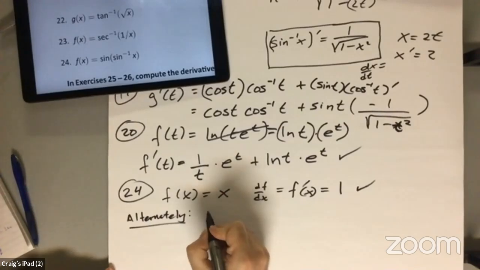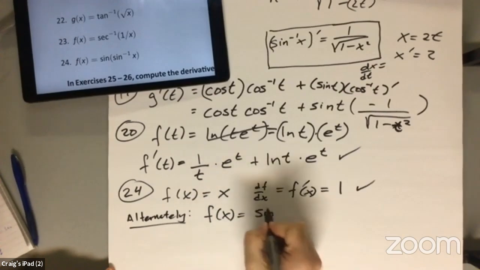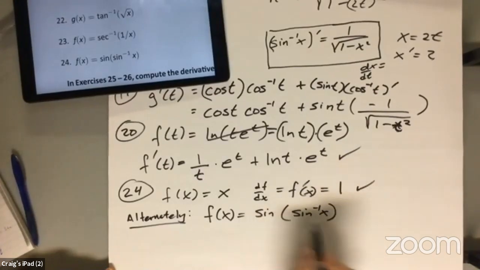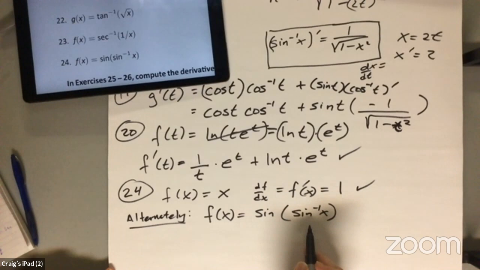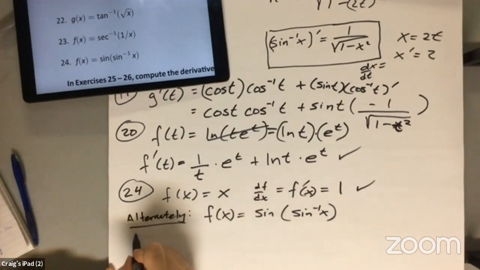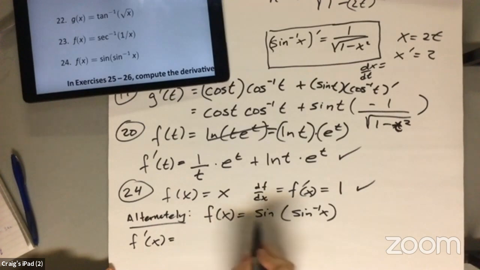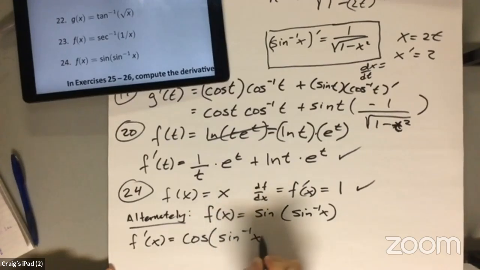And so how I do that, so f of x is the sine function of the inverse sine of x. Okay, so we have this outer function and the inner function. So I have a chain rule, a composition of two functions, a function of another function. And so if I want to differentiate it, I'm going to differentiate the outer function and leave the inner function alone. So it's cosine of the inverse sine of x.